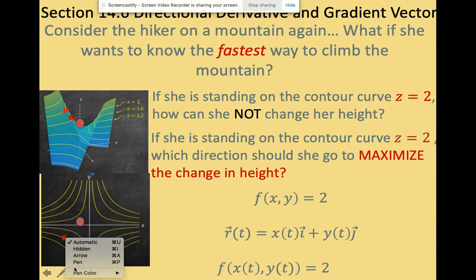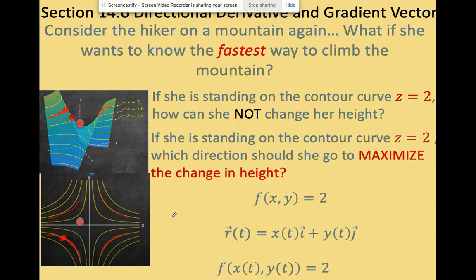So I want you to think about that if I make my function that gives me my height constantly equal to 2, and I slice through here, there is some trace that corresponds down here on the contour map. But I'm standing here.